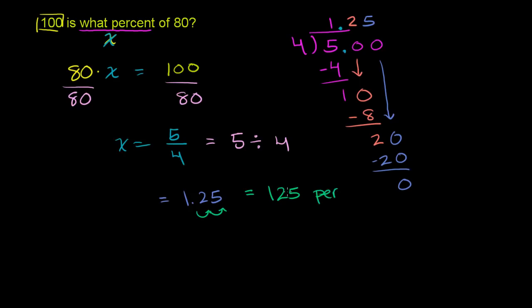percent. 125%. And that makes complete sense. 100 is 125% of 80. 80 is 100% of 80. 100 is more than 80. It's actually 1 and 1/4 of 80. And you see that right over there. So it makes sense that it's 125%. It's more than 100%. But we are done. We've solved the problem. It is 125% of 80.